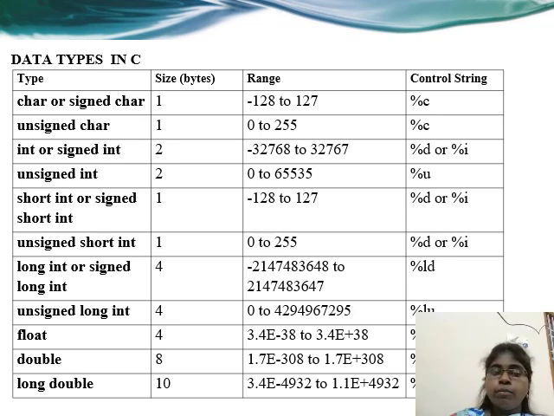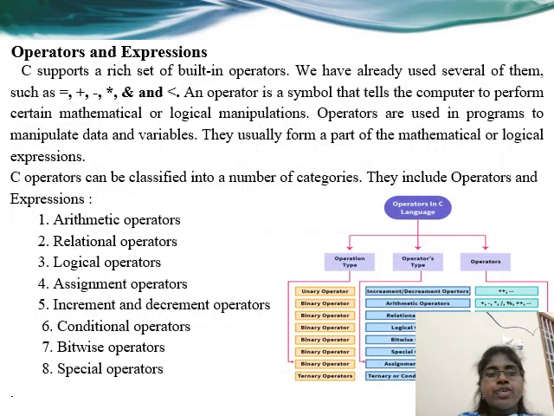And this is the below representation of what signs are used in the control strings. Then the ranges are given in the table. Next topic is operators and expressions. What are the operators and expressions used in the C program? C supports a rich set of built-in operators.